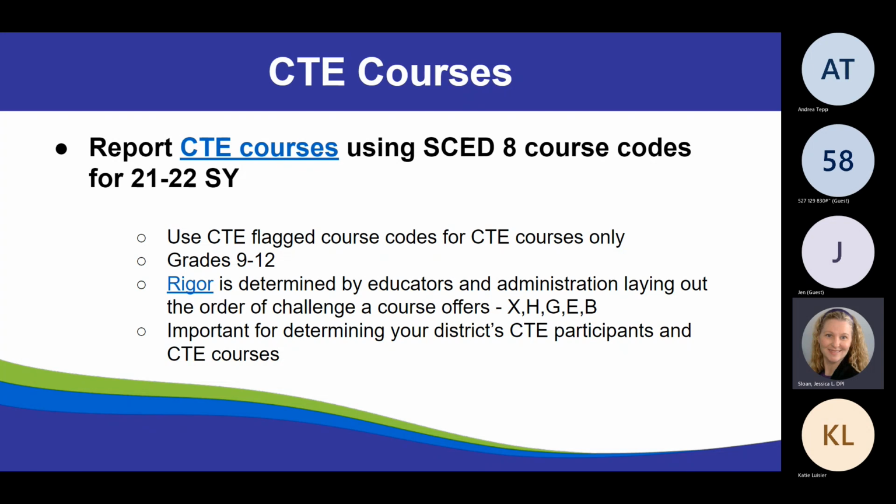So work with your instructional teams when you're determining rigor, and each code associates to a level of rigor. So you'll see right here, if you are reading SCED codes they end with a letter, and each letter determines rigor. So X is no specific level, H is honors, G is general or regular, E is enriched or advanced, and B is basic. And I'll show you later, but if you were reading roster, there's just a numerical hierarchy, which translates to these.